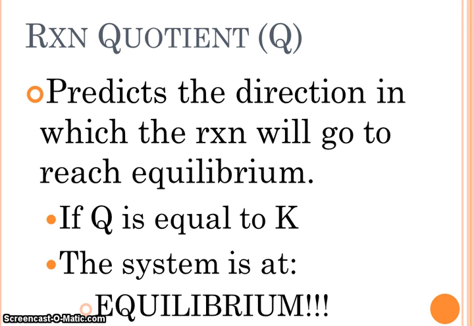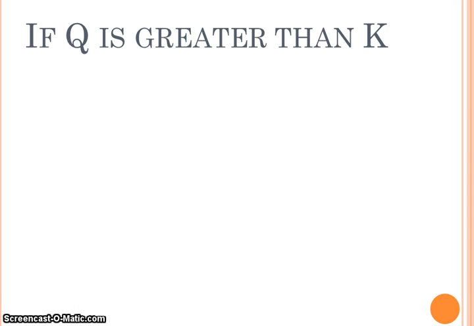If Q is equal to K, that tells us that the system is at equilibrium. But when we calculate Q, if it does not equal K, then our system is not at equilibrium, and it's either going to shift towards the product side or the reactant side in order to establish equilibrium.